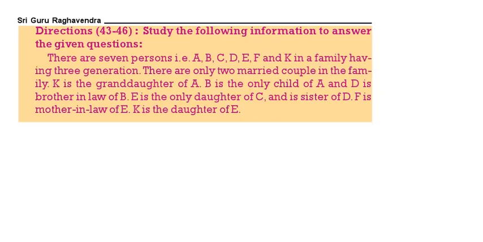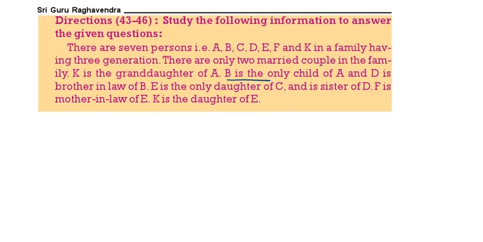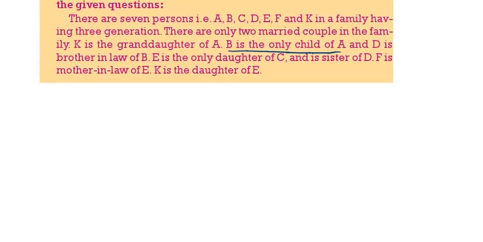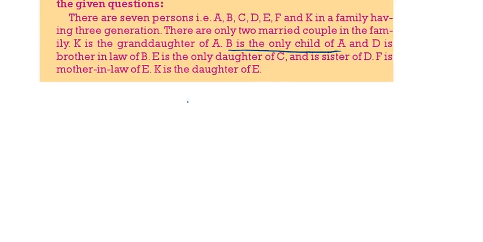K is the granddaughter of A. First of all, B is the only child of A. First write down A. A's only child is B. And D is the brother-in-law of B. D is the brother-in-law of B means B is married to one person and that one person is having one brother, that is D. Then D is the brother-in-law.